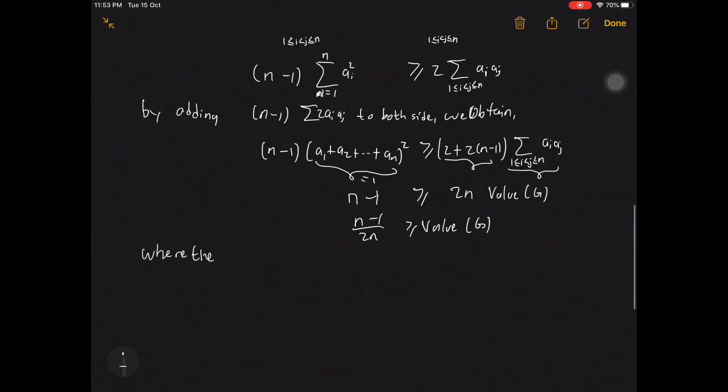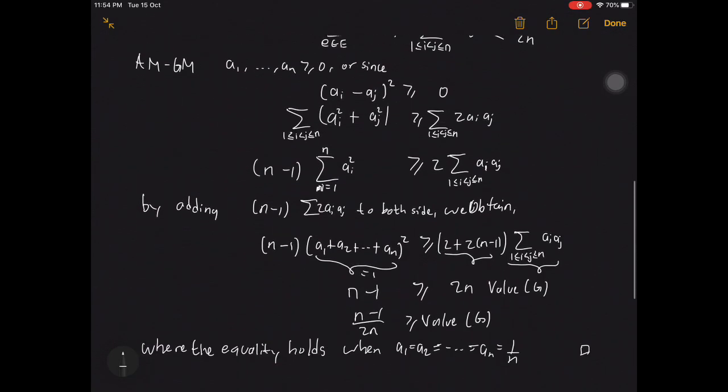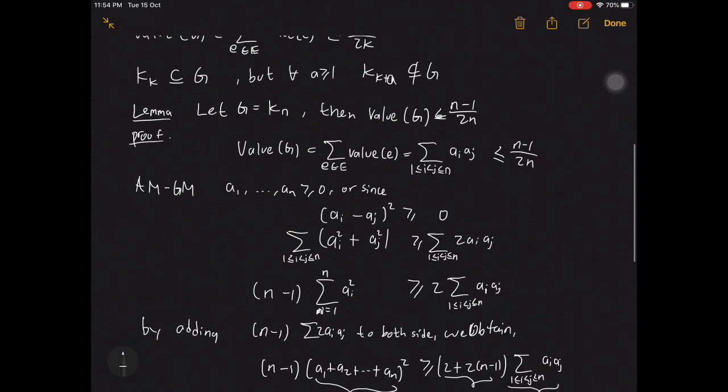where the equality holds when a1 equals a2 and so forth until an equals 1 over n. You can verify this, that this is the correct configuration. So we have proved our first lemma.